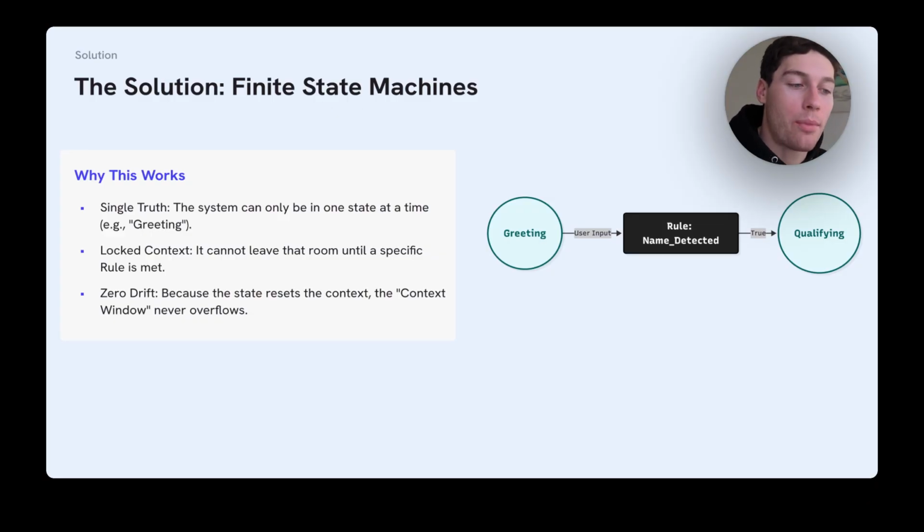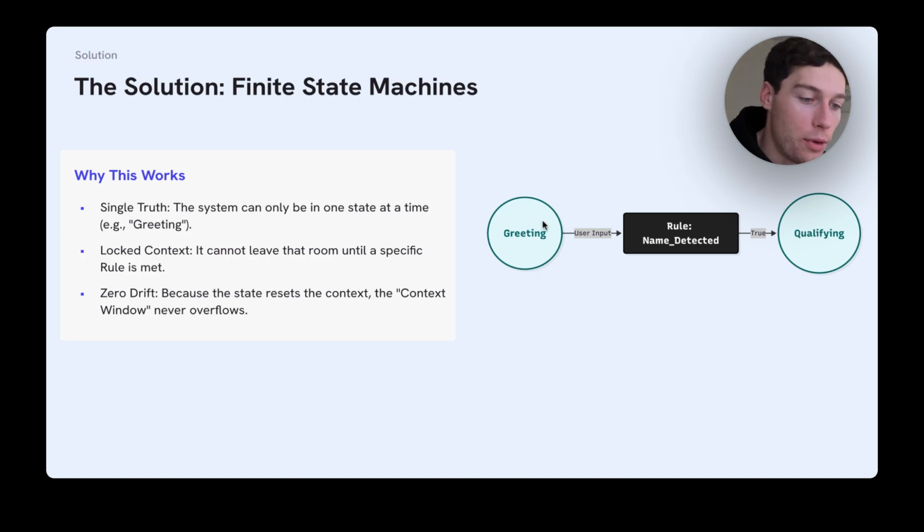Instead of one giant prompt that says you are a dentist scheduler and also handle insurance and also handle payments, we break the brain into tiny isolated rooms, or states. And the system can only be in one state at a time. For instance, if you are in the greeting state, the only thing the LLM knows how to do is say hello and ask for a name. It physically cannot try to process a credit card because that logic does not exist inside of this greeting state.